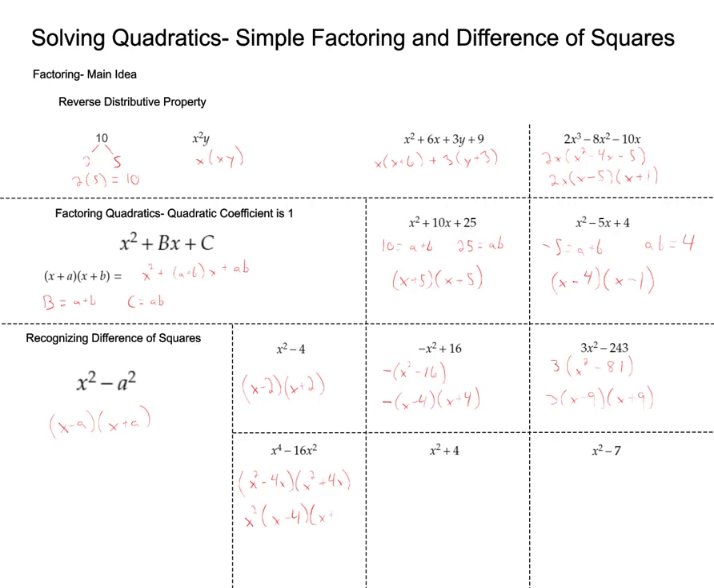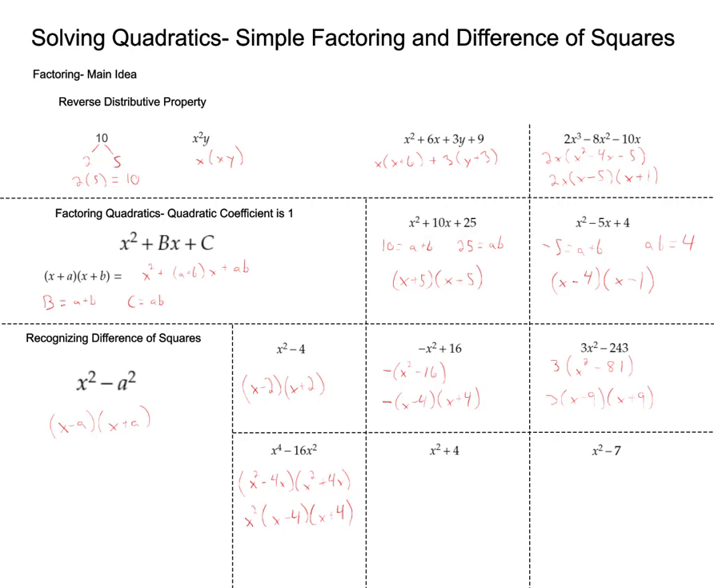The other way to do this problem would have been to recognize that x to the fourth and 16x squared shared x squared in common. So you actually could have pulled out an x squared as a very first step and then factored what was remaining. Either way would have resulted in you getting that final answer the same way.